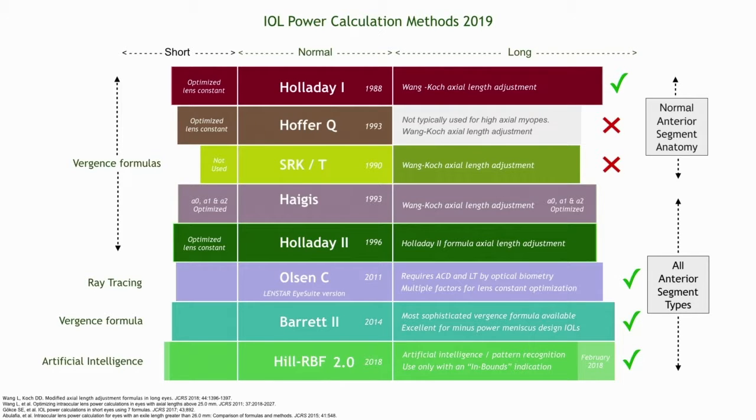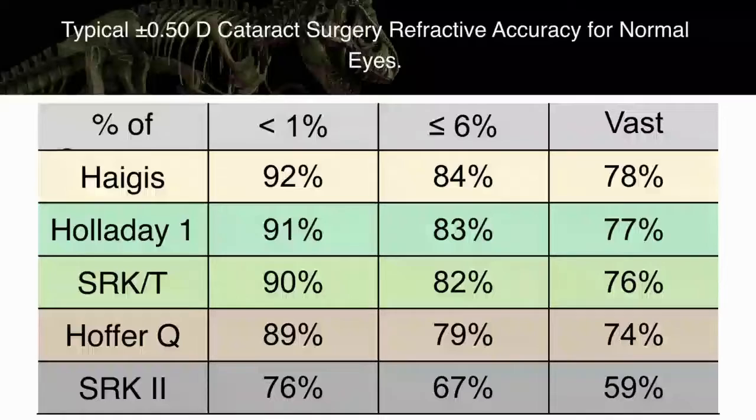So it's 2019. You've got Olsen, which is a ray tracing formula. You have Barrett 2 now, the most sophisticated vergence formula with thousands of lines of code and lookup tables and conditions. And then, of course, now in 2018, we have Hill RBF 2.0. It's the only artificial intelligence program that actually has an inbounds indication. So the beauty of Hill is it's going to tell you if you should use it or not.